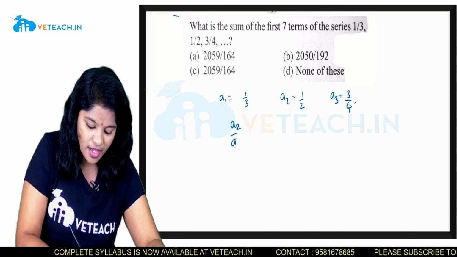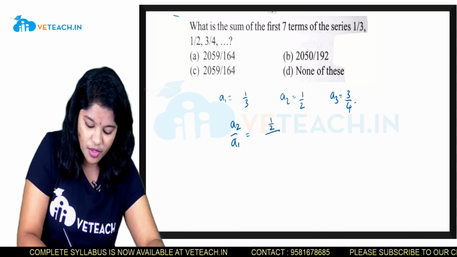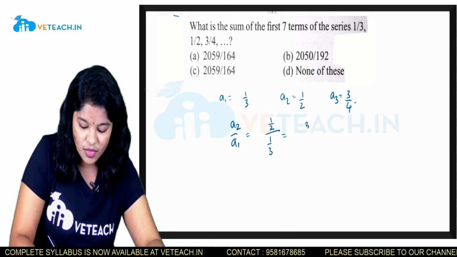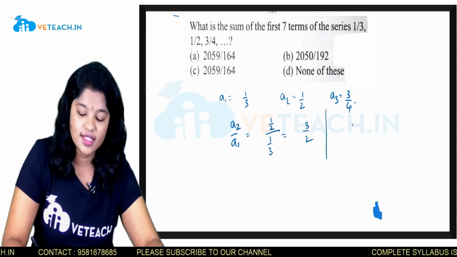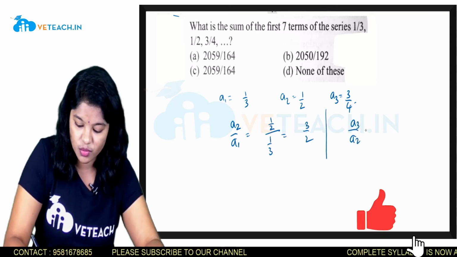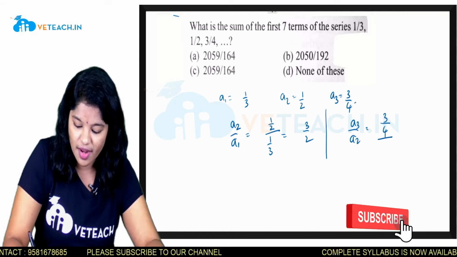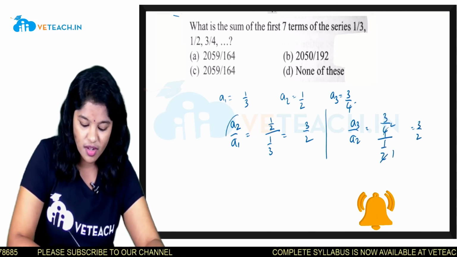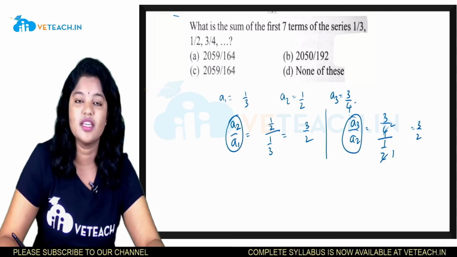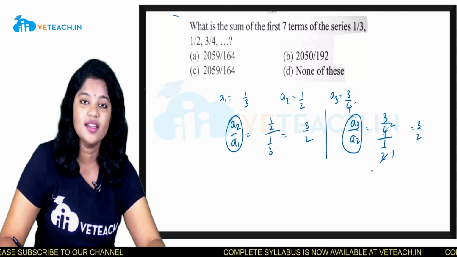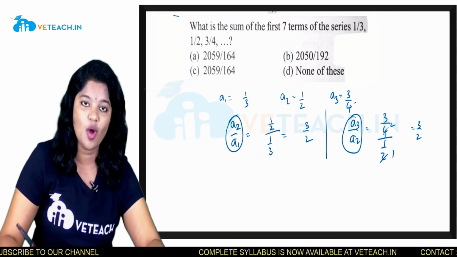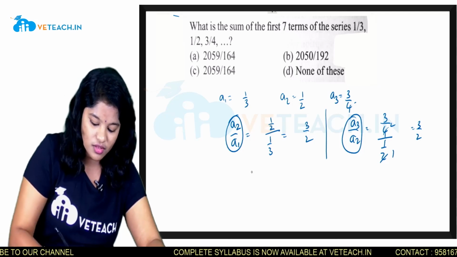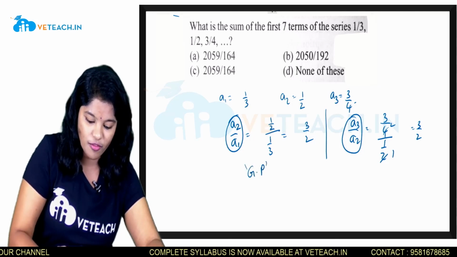Consider A2 by A1, that is equal to 1/2 divided by 1/3, that is 3/2. Now consider A3 by A2, that is 3/4 divided by 1/2. Again 3/2. So the ratio of the consecutive terms is equal. So we can say the terms are in GP, that is geometric progression. So the given series is in the form of GP.